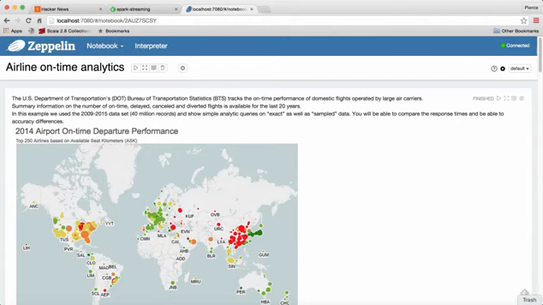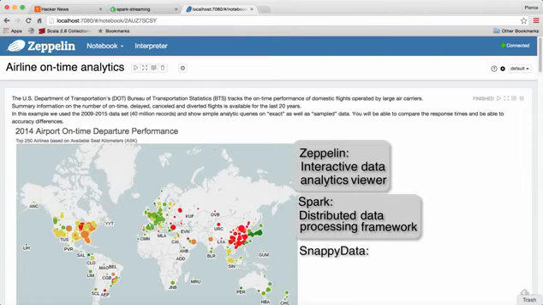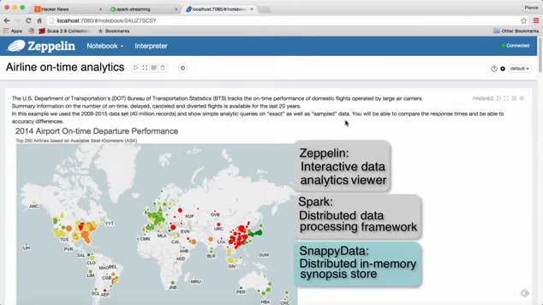This demo runs in Zeppelin, which is an interactive data analytics viewer, very similar to an IPython notebook. And it's deeply integrated with Spark, which is a distributed data processing framework. Our product, Snappy Data, is also very integrated with Spark. We like to call it a distributed in-memory synopsis store. And if that sounds a little mysterious, hopefully we'll clear it up by the end of this.